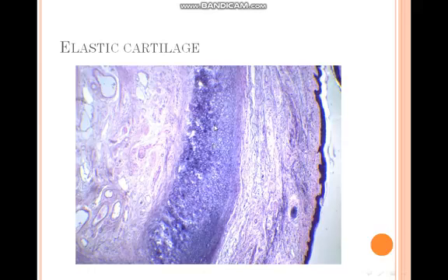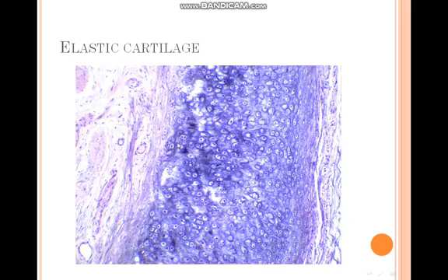Here the color is darker, and we can see the perichondrium present on the periphery. In higher magnification, we can recognize the perichondrium, which is a dense connective tissue, and the cartilage matrix, which is darker in color due to the presence of elastic fibers.